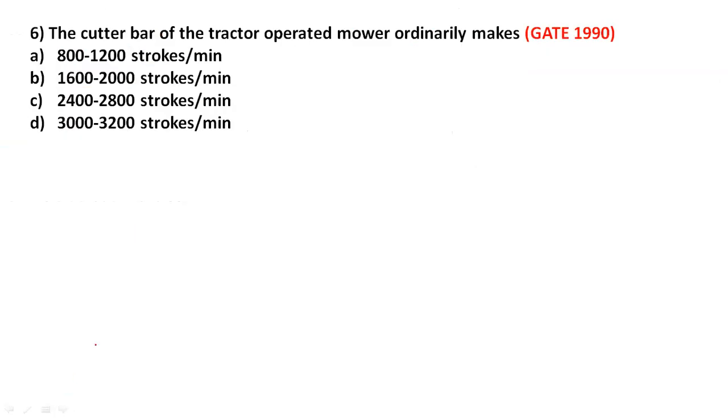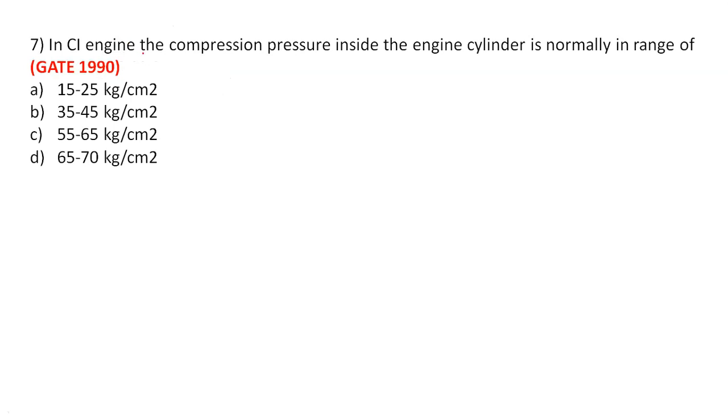Next question. The cutter bar of the tractor operated mower ordinarily makes 1600 to 2000 strokes per minute. So option B is the correct answer. In CI engine, the compression pressure inside the engine cylinder is normally in the range of. So in CI engine, the compression pressure is up to 35 to 45 kg per centimeter square. So option B is the correct answer.